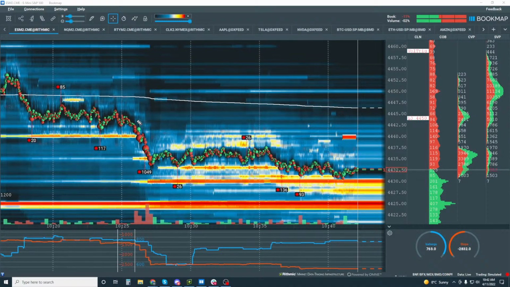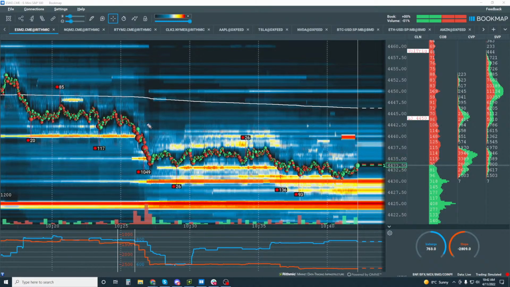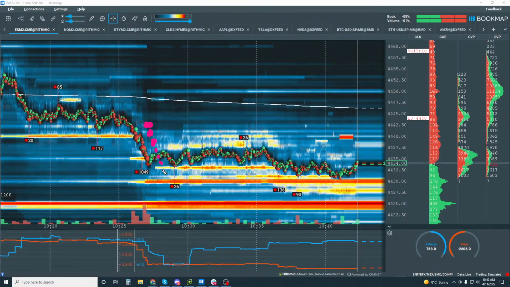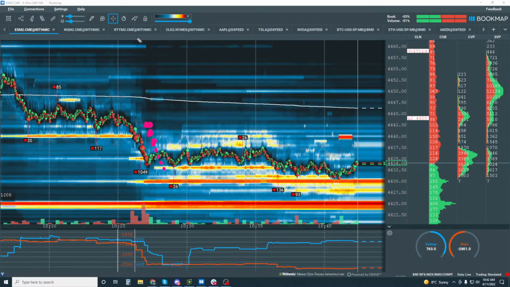another scenario in here. Strong selling in here. Strong selling, less. That would be another variation.